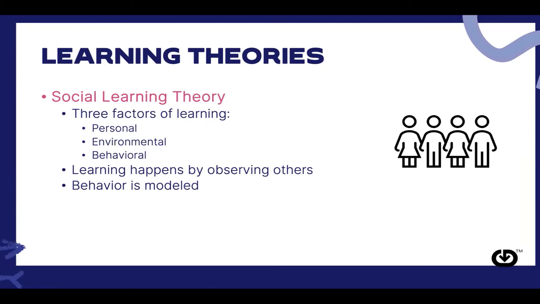Now, the social learning theory has 3 factors of learning: personal, environmental, and behavioral. And this theory says that learning happens by observing others and that behavior is modeled.